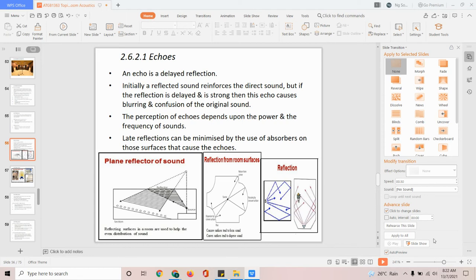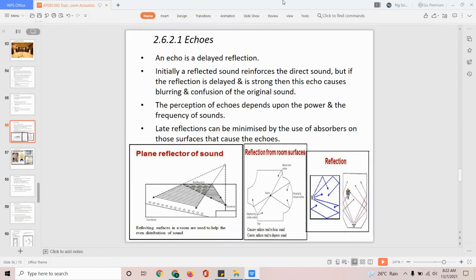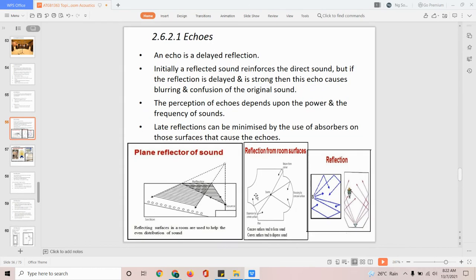If you look at the bottom here, you will notice that all the sound is moving all around in a room. The way it moves is very similar to how light moves, so the principles behind sound and light are very closely related. When they move at one angle, they will be reflected at the same angle.